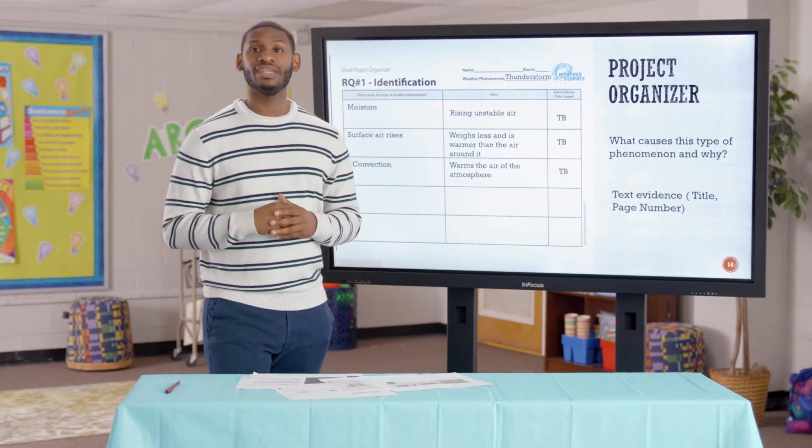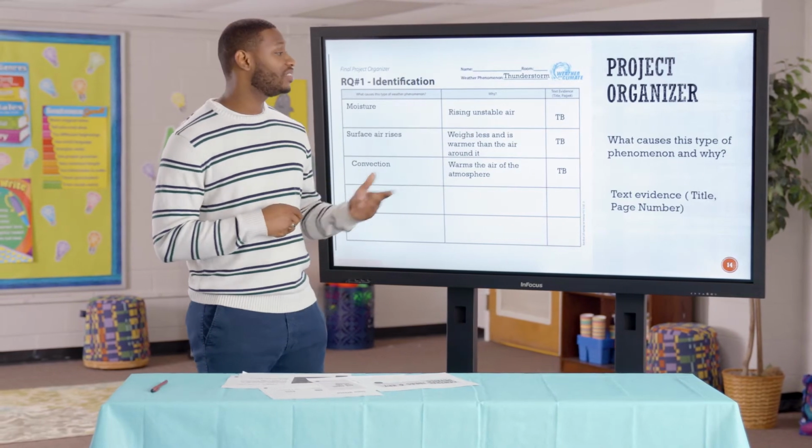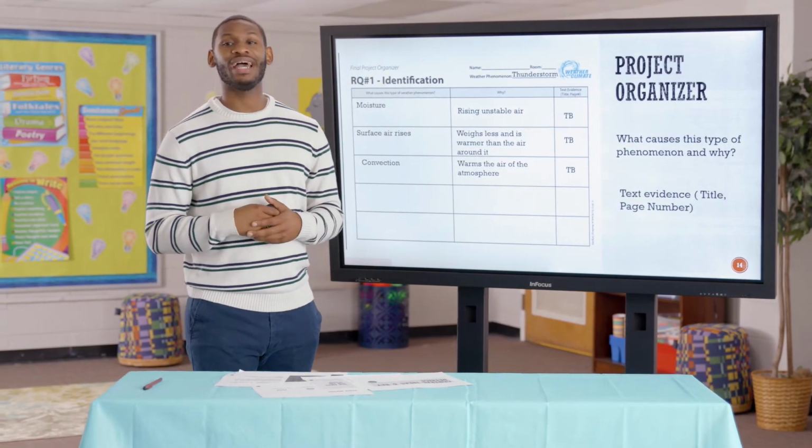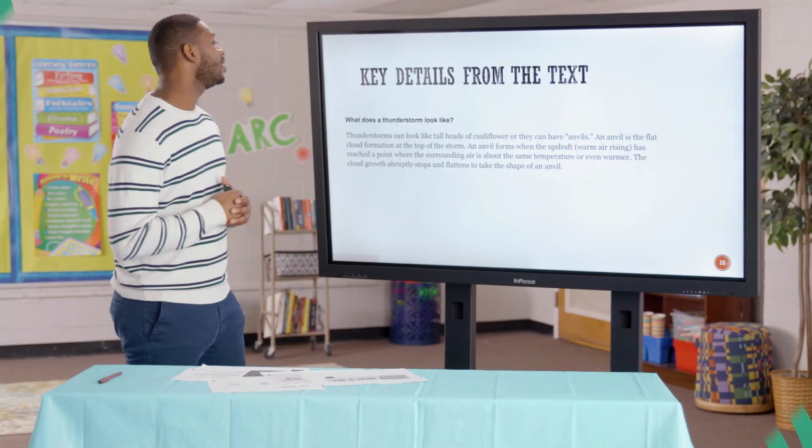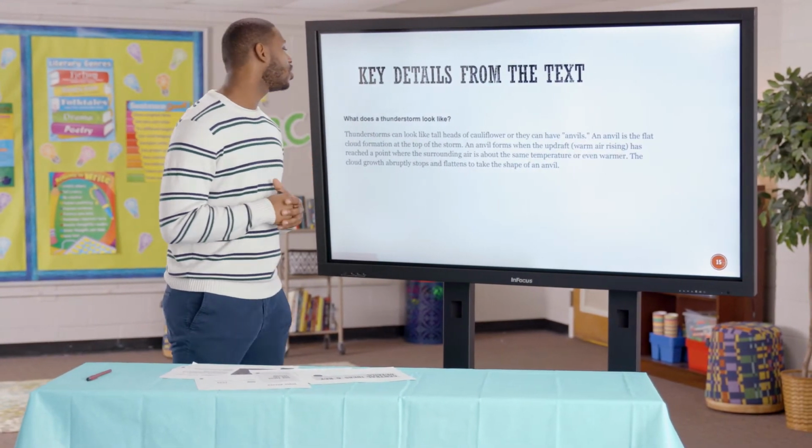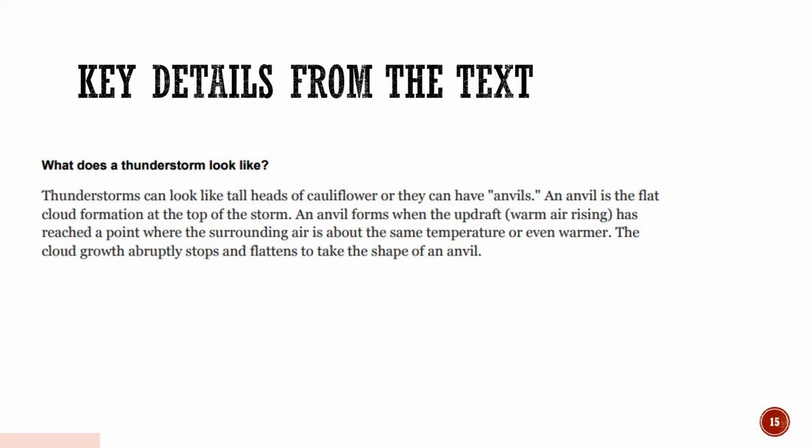Let's look at another example from the text that will help us answer the question, what causes this type of phenomenon and why? What does a thunderstorm look like? Thunderstorms can look like tall heads of cauliflower, or they can have anvils. An anvil is the flat cloud formation at the top of the storm. An anvil forms when the updraft, warm air rising, has reached a point where the surrounding air is about the same temperature or even warmer. The cloud growth abruptly stops and flattens to take the shape of an anvil.